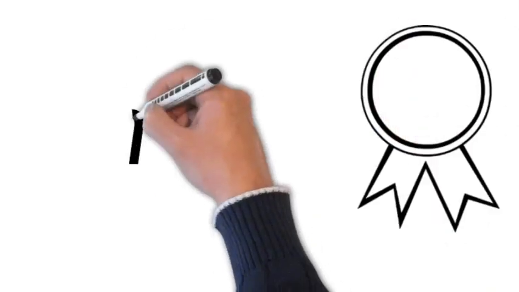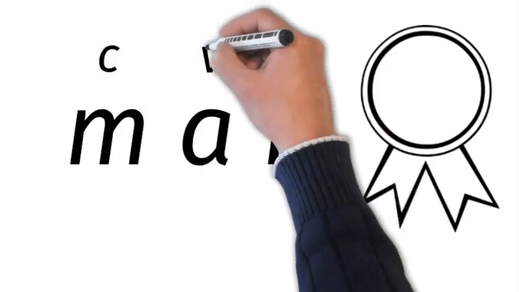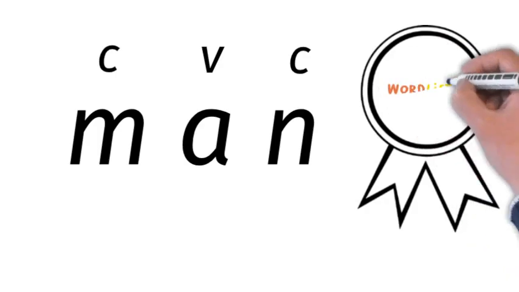Spelling it at the competition. M-a-n. The M is a consonant, the A is a vowel, and the N is a consonant. So you have to say the name of the letters when you're spelling it. M-a-n.